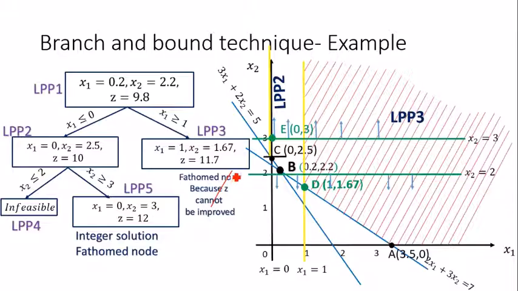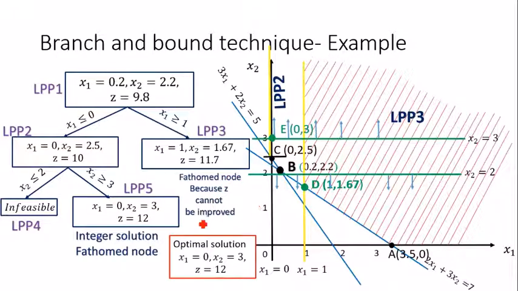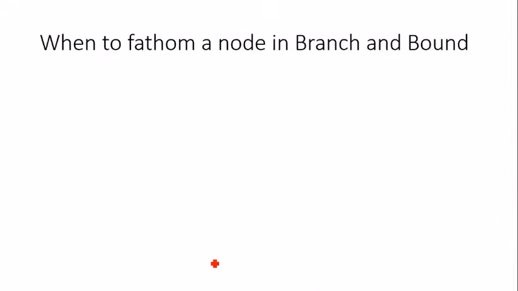Otherwise, if you continue the branching process, you will yourself figure out that there was no benefit in doing that. And once all the nodes are fathomed, we have to choose the integer solution. Which one is this? Declare that as the optimal solution. So that finishes our second example.